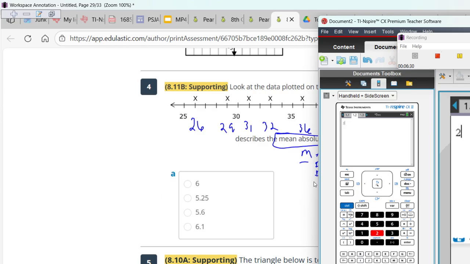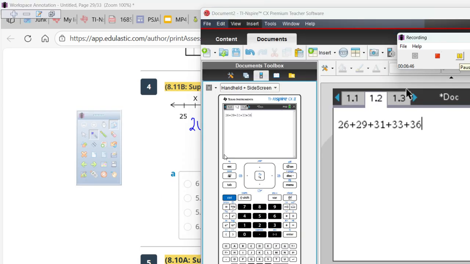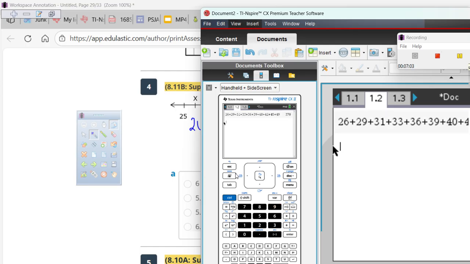Okay, one number should be 26 plus 29 plus 31 plus 33 plus 36, plus 39 plus 40 plus 42 plus 45 plus 49, and then we're going to divide all of that by 1, 2, 3, 4, 5, 6, 7, 8, 9, 10. Oops, divided by 10.